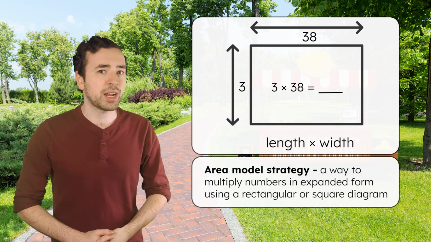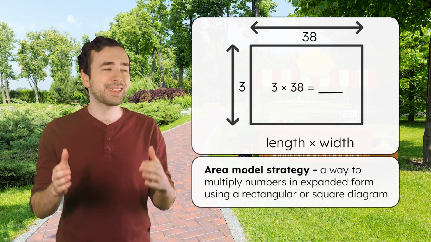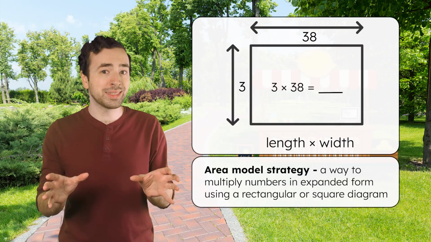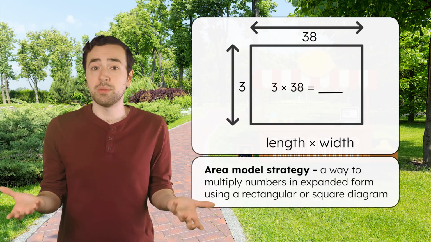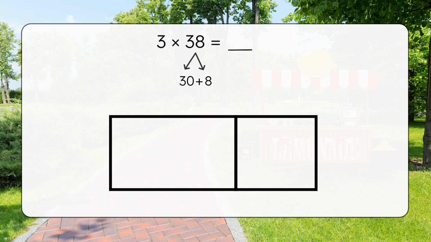The area model strategy breaks numbers into expanded form to multiply step by step. By multiplying the tens and the ones separately, the numbers become easier to work with. So we can break 38 into 30 plus 8. We label our area model with one section for the tens and another for the ones. We're multiplying by 3, so that goes on the left side.